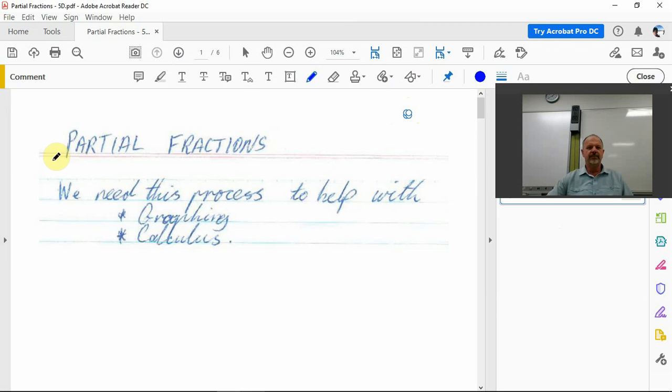Okay, this next bit of these algebra techniques is what's called partial fractions. And as it says there, we need this process to help with graphing and with calculus. So we can use these partial fractions for those two things that we will do later. First of all, let's just see what partial fractions are and work with them to start with, and then later in the year, we'll do some applications of it. All right, so what is partial fractions?